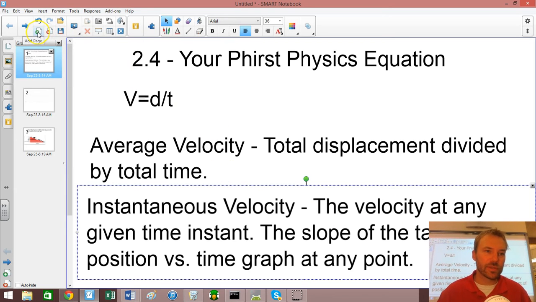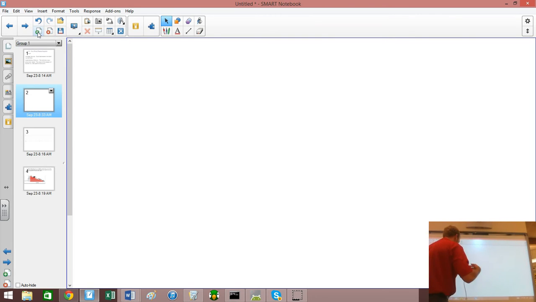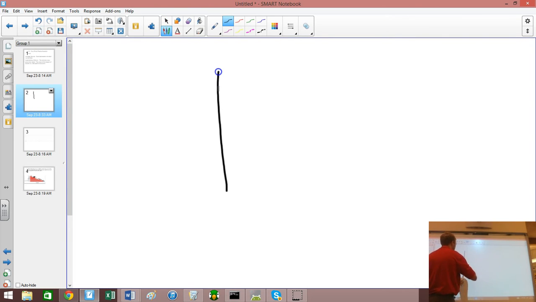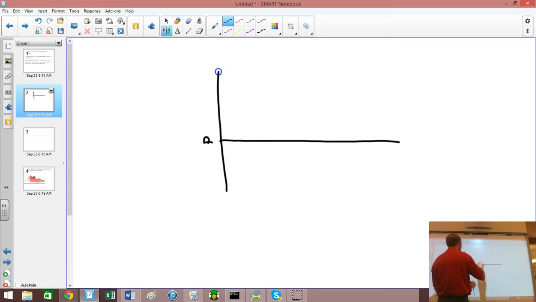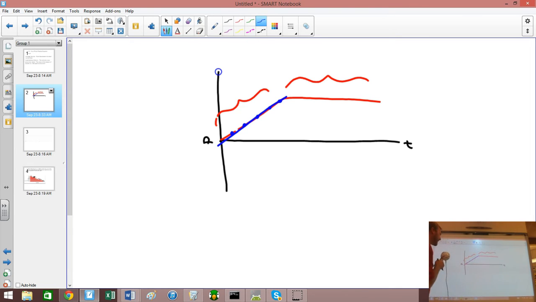And let me give you an example here. Let's say I had a very simple position versus time graph, a displacement versus time graph, and let's say it did this. So here I'm moving at a constant velocity, and then here I'm standing still. So the speed at any point along here is the same, and the slope at all those lines is exactly the same.